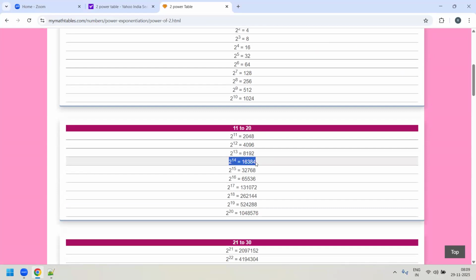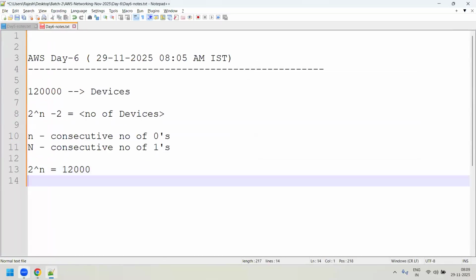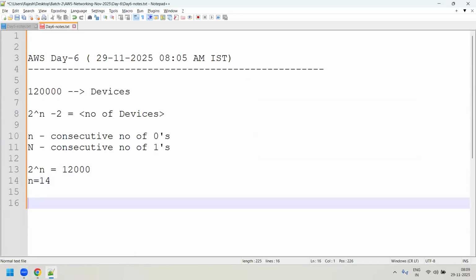84. That is the nearest value I can go with, right? So the n value here is 2 to the power of 14, so small n is 14. If small n is 14, what is capital N? What is the formula? 32 minus small n, which is 32 minus 14. How much is that, guys? You get the value 18.